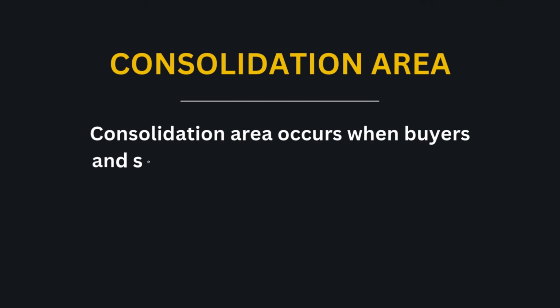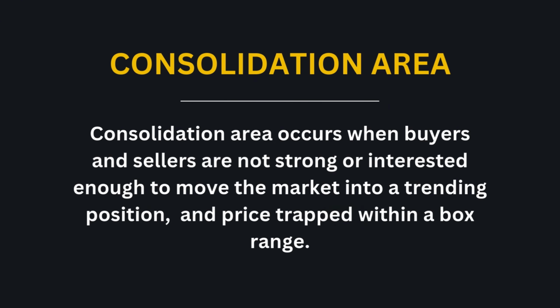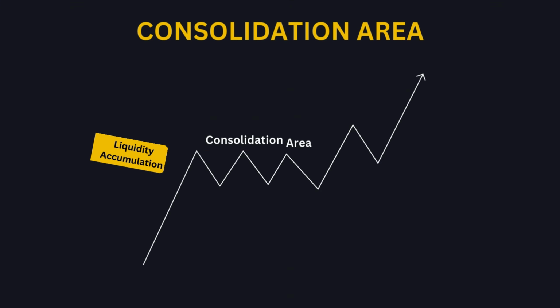Next we have the consolidation area. A consolidation area occurs when the buyers and sellers are not strong or interested enough to move the market into a trending position, and then price is trapped within a box range, and we call it a sideways trend. This situation persists as liquidity accumulates, eventually leading the price to break through a structure in one direction.